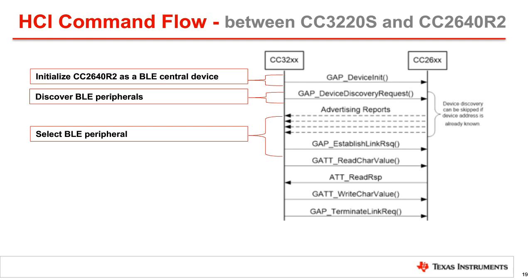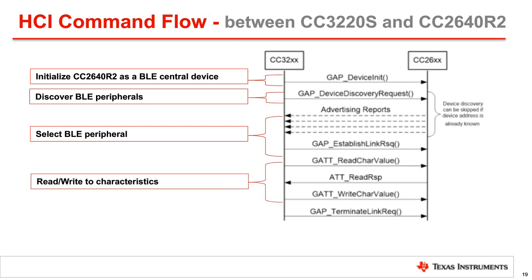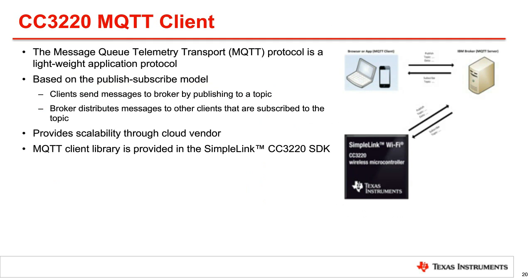Once connected, the read and write characteristic value commands can be used to write and read characteristics on the BLE peripheral device. With the Wi-Fi gateway connected to the internet via the local network and to the BLE peripheral, such as the smart lock, it can start sending and receiving data from the cloud.